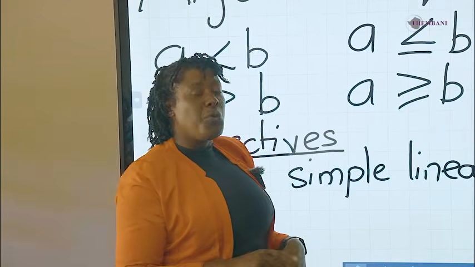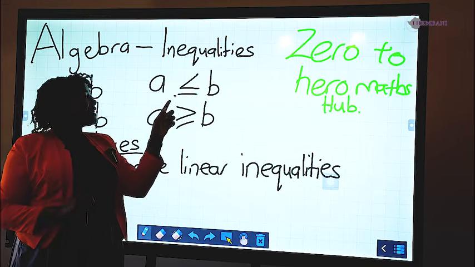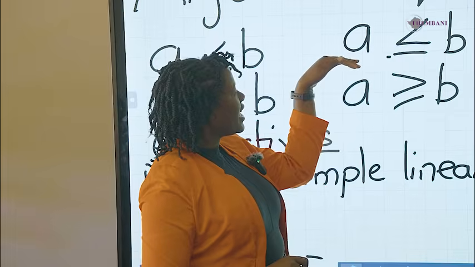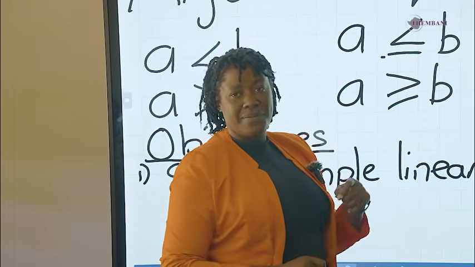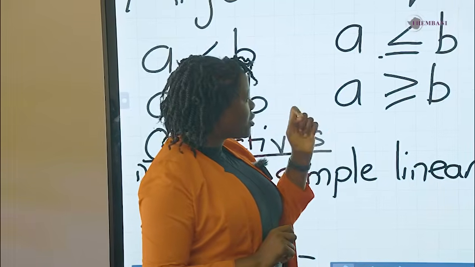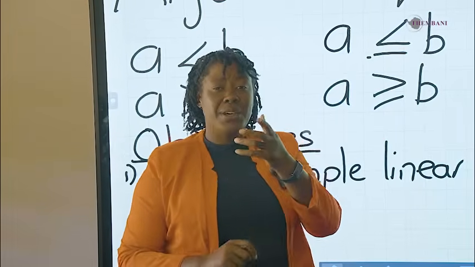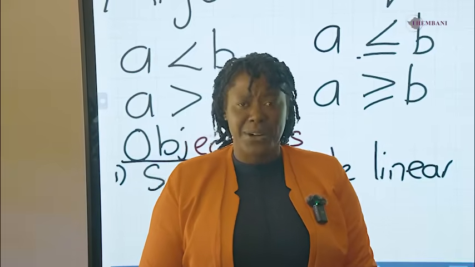At the same time, we also have inequality signs where there is this line underneath. This line represents "or equal to". So in this case, we are saying A is less than or equal to B. At the same time, we also have this one where we are saying A is greater than or equal to B. Maybe the question that you would ask is, where do these inequalities work in our real life?